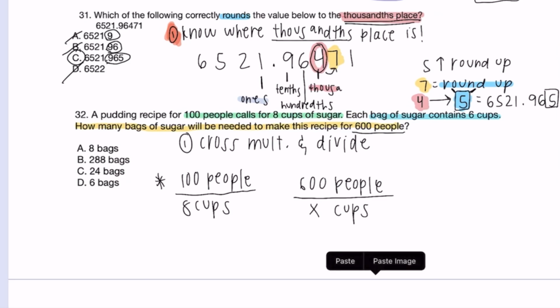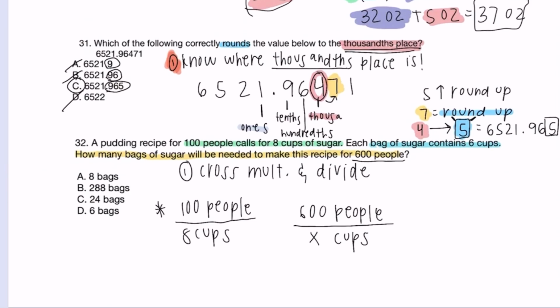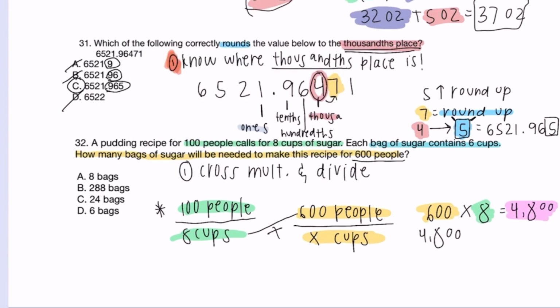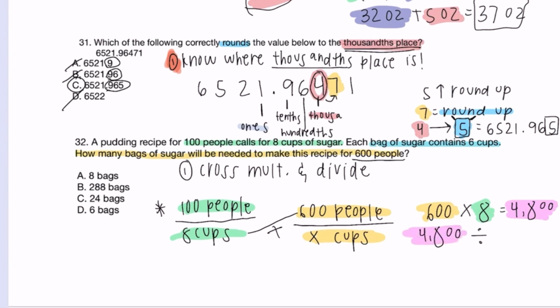Okay, the first thing you're going to do is cross multiply. You have 600 people times 8, and that is going to equal 4,800. So we're going to take that 4,800 and we're going to divide it by this 100 people. You're going to get 48.